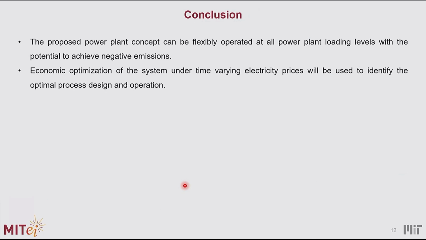And so the takeaway message from this is that the proposed power plant concept, as we have seen, can be flexibly operated. You can turn off the power plant and the system would still be running. And it has potential to achieve negative emissions, as we have said. And as you have seen, we have some parameters that we need to optimize. So for this system, we need to perform an economic optimization under time-varying electricity prices so that we can use it to identify the optimal design and operation for the system.